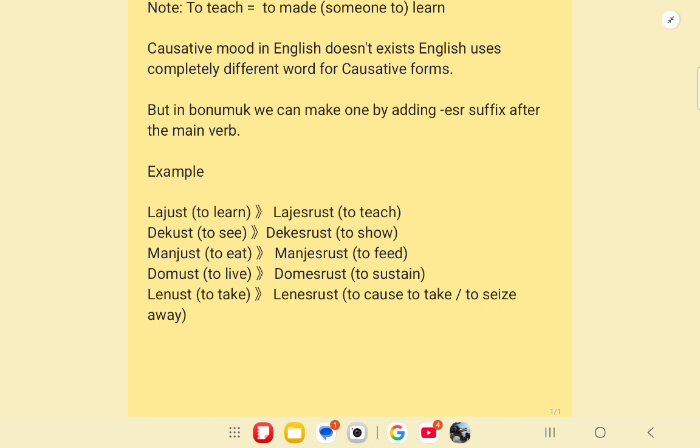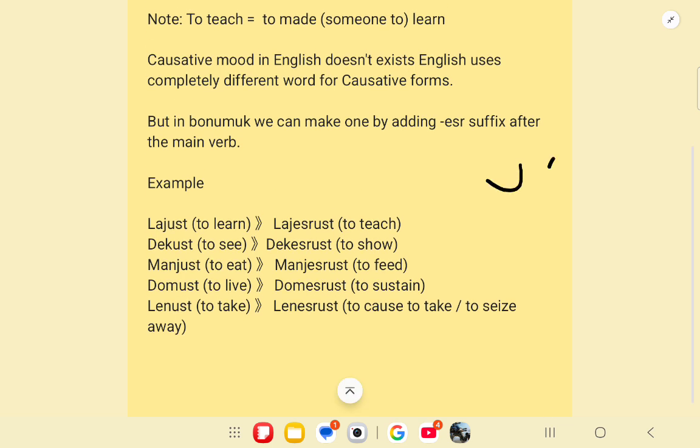Okay, so what is causative mood? When the subject is making someone do something. Okay, so that is causative mood, and here are some examples. And note, the esra suffix is used to make the causative mood, and ust is the infinitive suffix.